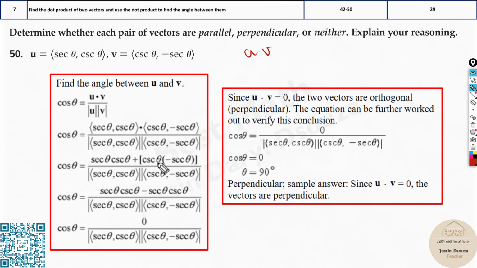We have done this much. Now, when this minus sign goes out, what happens? Secant cosecant and minus secant cosecant just cancel off, right? It's 0. The dot product is 0. They are orthogonal to each other. Whenever the dot product of two vectors is 0, they are orthogonal, or the angle will always be 90 degrees. So directly you can conclude they are perpendicular to each other in such cases, okay?